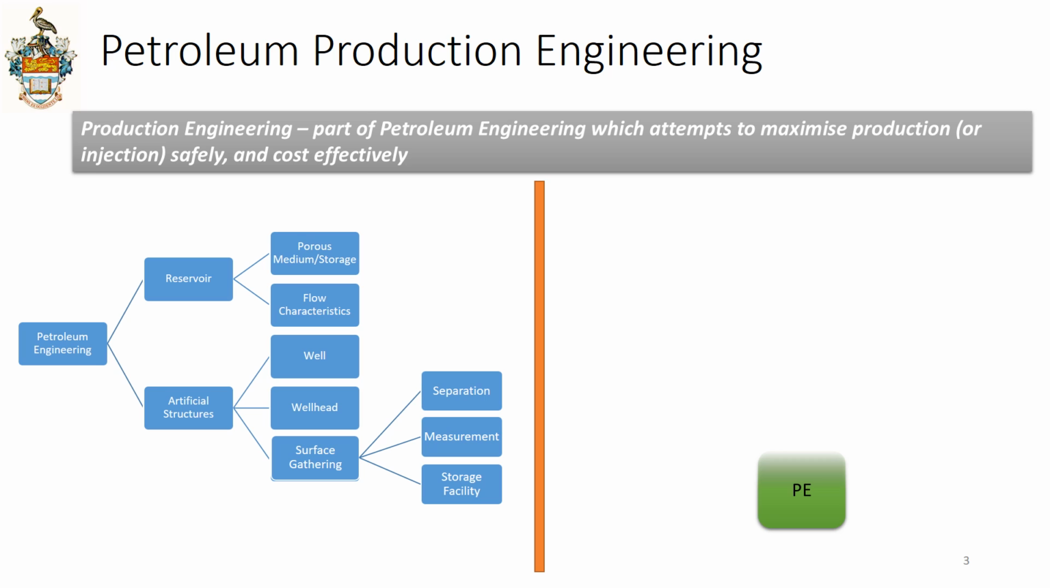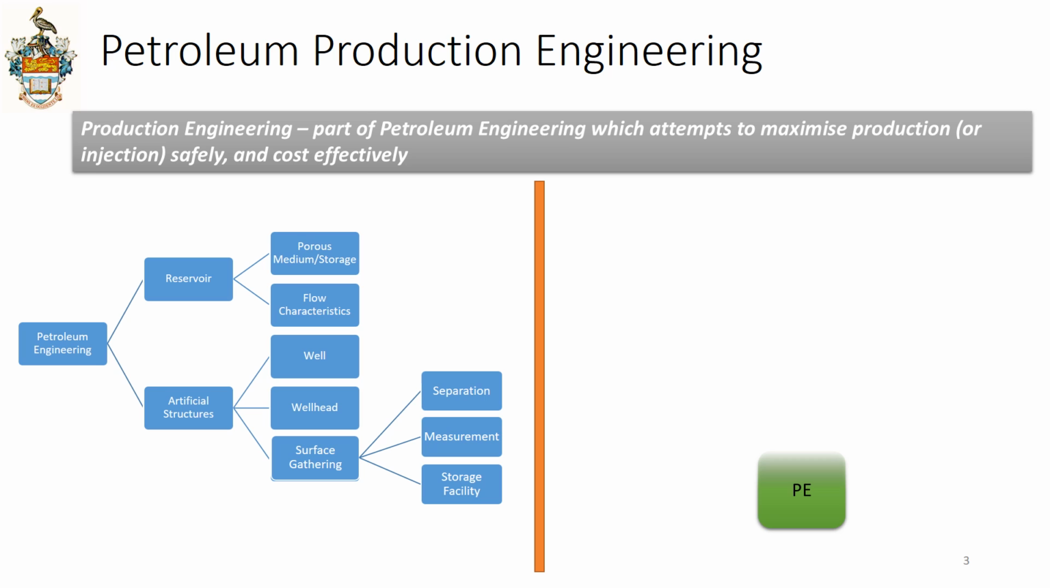Petroleum engineering is subdivided broadly into reservoir engineering and production engineering, which is sometimes called artificial lift structures. The reservoir engineer would focus on the reservoir in terms of the porous medium, storage, and also the flow characteristics of both the fluids and the rock matrix.